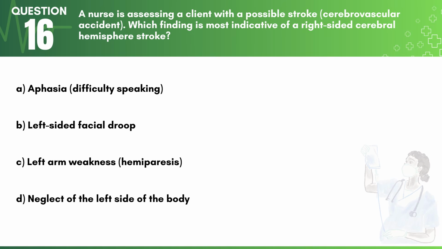Question 16. A nurse is assessing a client with a possible stroke, cerebrovascular accident. Which finding is most indicative of a right-sided cerebral hemisphere stroke? A. Aphasia, difficulty speaking. B. Left-sided facial droop. C. Left arm weakness, hemiparesis. D. Neglect of the left side of the body.